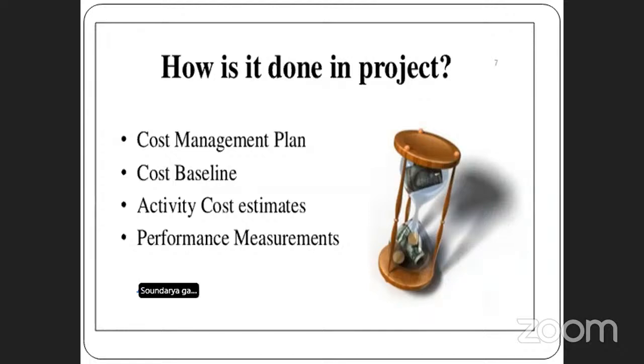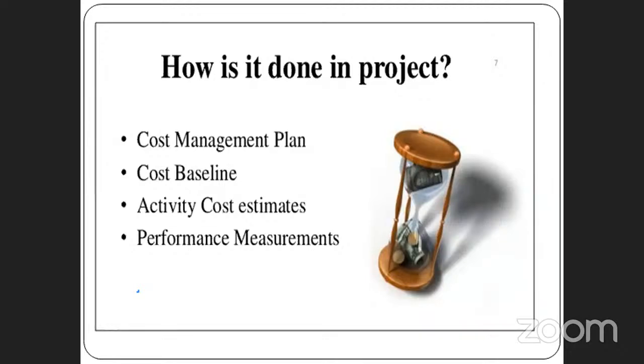Next, cost baseline. Cost baseline is nothing but a time-phased budget. For example, we are going to construct a house for 12 lakhs. After 6 months, the material rate will increase. Automatically, our estimation will increase. So the cost baseline is nothing but a time-based budget used to measure and control all the performance on the project. That is the cost baseline.